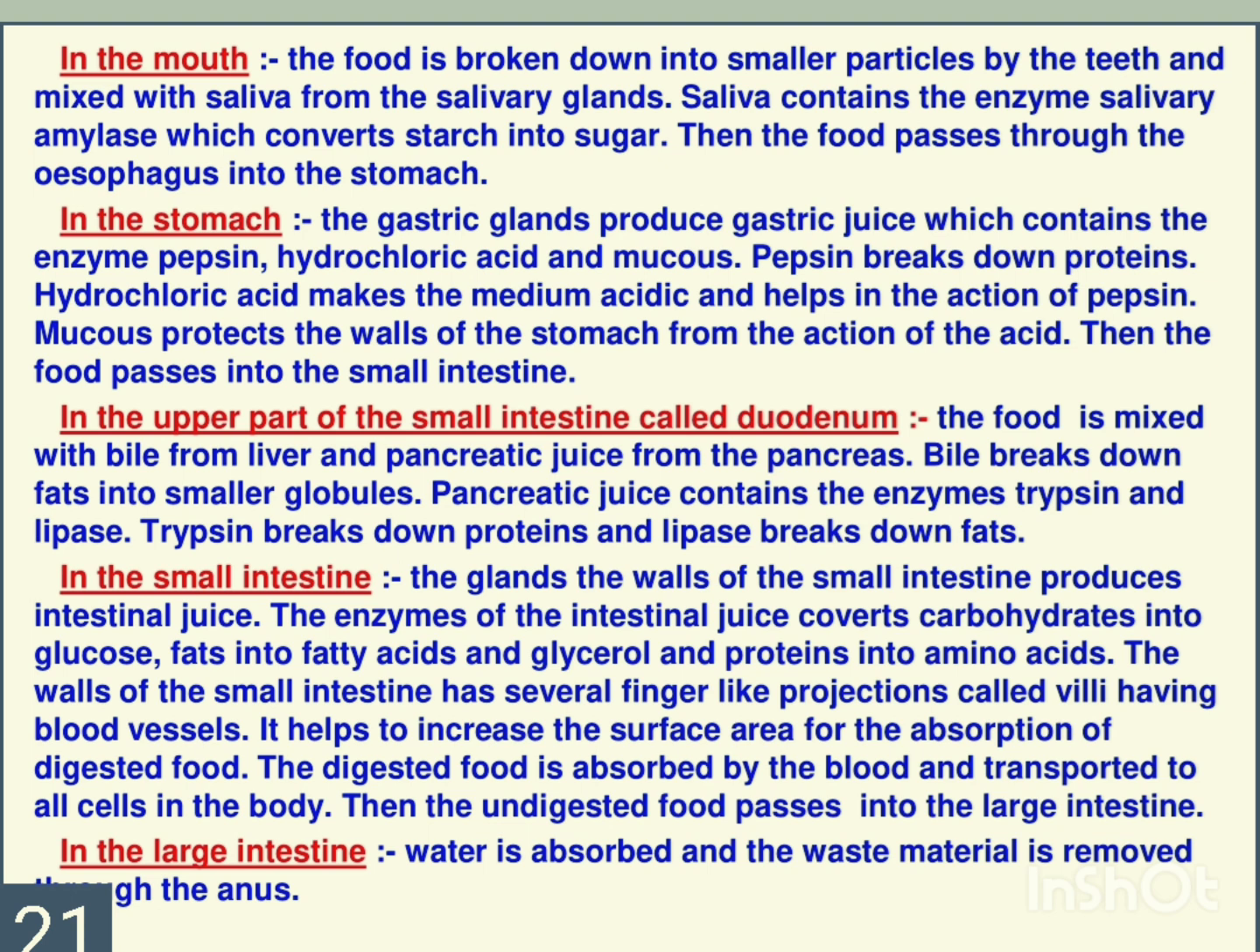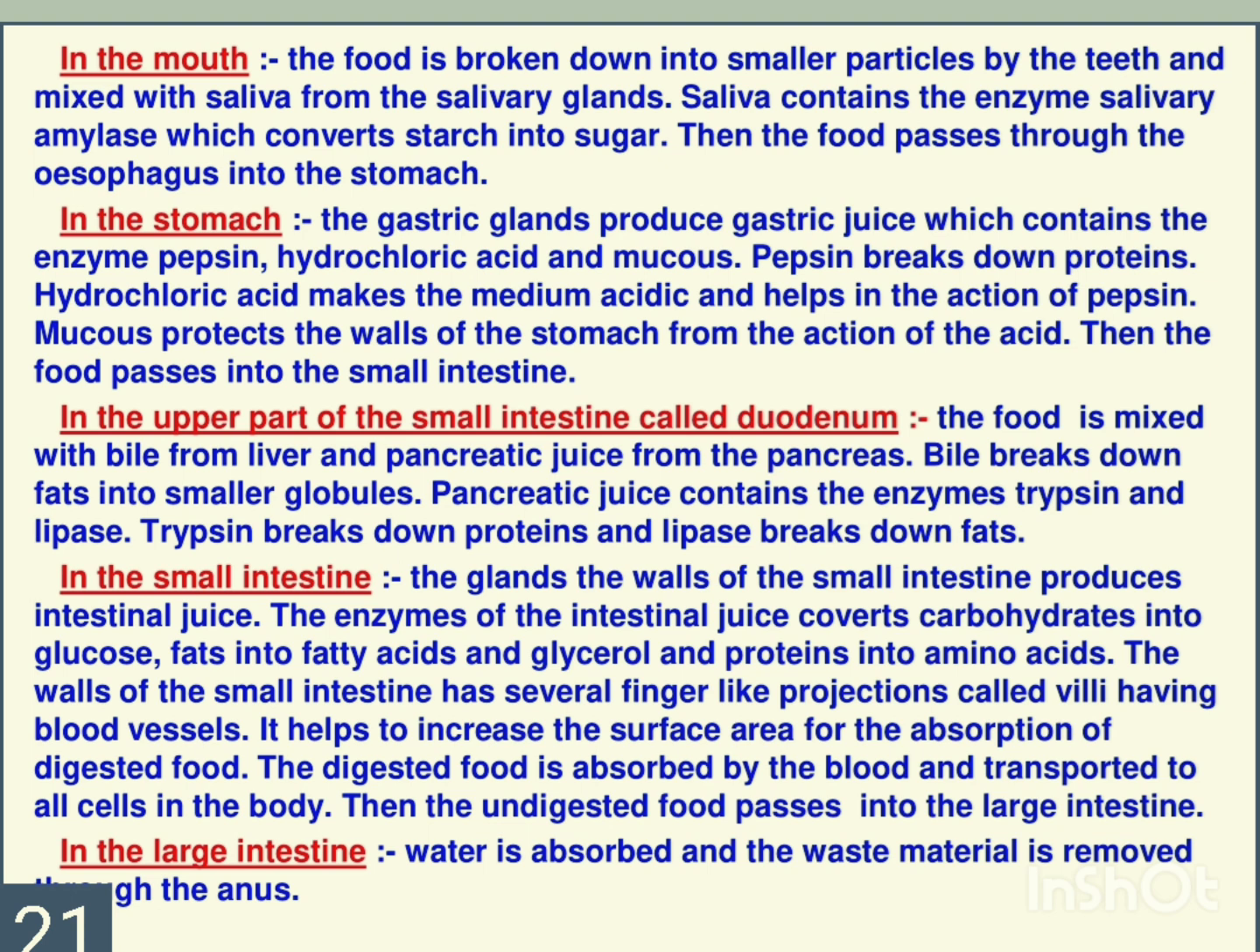In this way, what will happen? You have to remember that in the mouth we have salivary amylase, that will convert starch into glucose. Next, in the stomach we have gastric glands, which have three components: pepsin, hydrochloric acid, and mucus. Pepsin will break down the proteins present in the food. HCl provides the acidic medium in which pepsin works. It helps in the action of pepsin.